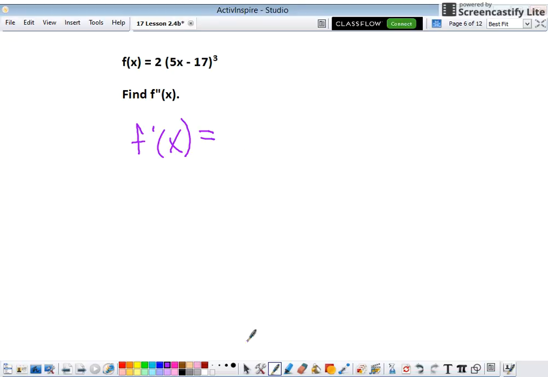Okay, so the inside function is 5x minus 17. So we're going to do the derivative of the outside. So I'm going to do 3 times 2 is 6. Decrease the exponent by 1. There's the derivative of the outside with the inside left alone times the derivative of the inside, which is 5.